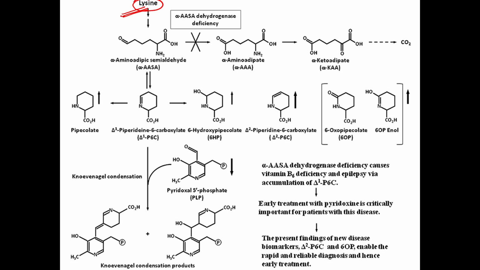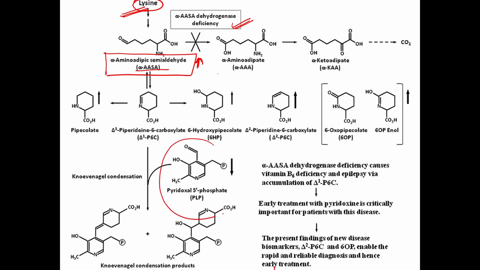What happens is that lysine metabolizes to form a product called alpha aminoadipic semialdehyde. Let's call it alpha ASA. This alpha ASA is supposed to further metabolize or catabolize using the enzyme alpha ASA dehydrogenase. In case of pyridoxine dependent neonatal convulsions, this enzyme is deficient and therefore alpha ASA accumulates. This accumulated alpha ASA combines with PLP.